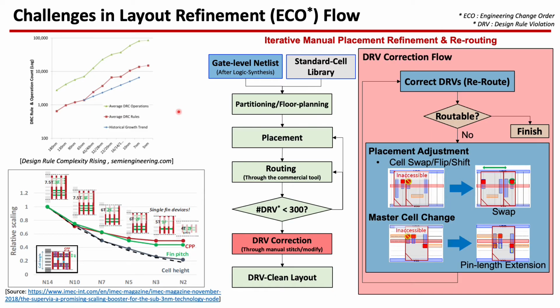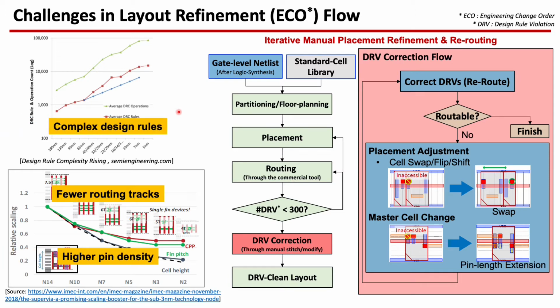First, I'd like to briefly go over the challenges in physical design. With the relentless scaling toward advanced technology nodes, increasingly sophisticated IC fabrication constraints such as fewer routing tracks, higher pin density, and complex design rules bring rapidly increasing design complexity. And this leads to non-trivial challenges for physical design, particularly in the routing stage.